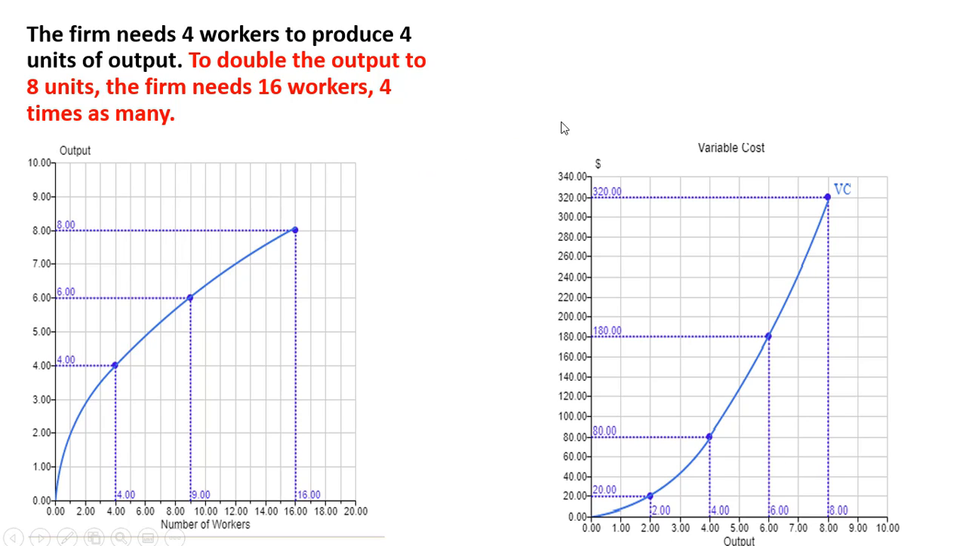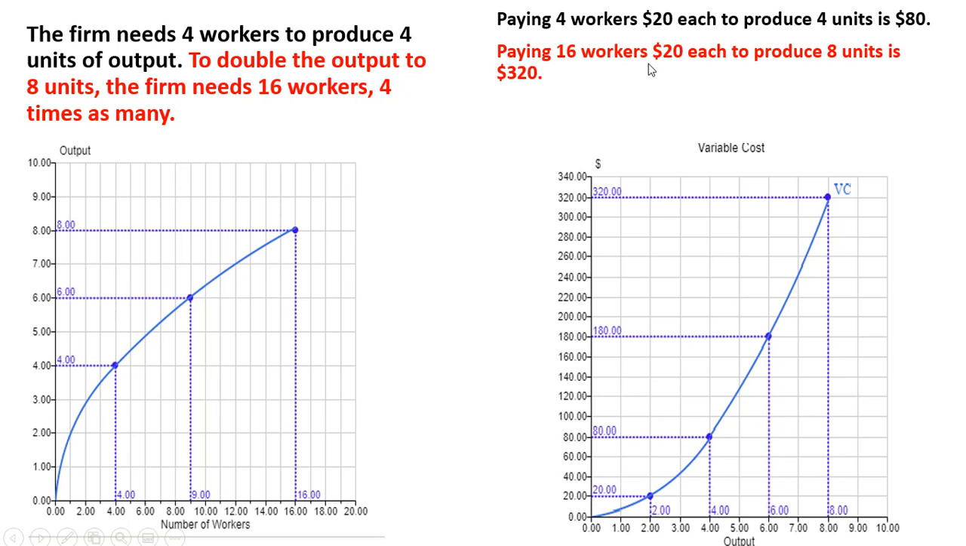Now think about that from the cost side of things. Paying 4 workers $20 each to produce 4 units is $80. So here's 4 units of output, and that costs the firm $80. Remember, we set the wage equal to $20. Paying 16 workers $20 each to produce 8 units of output is going to be $320.